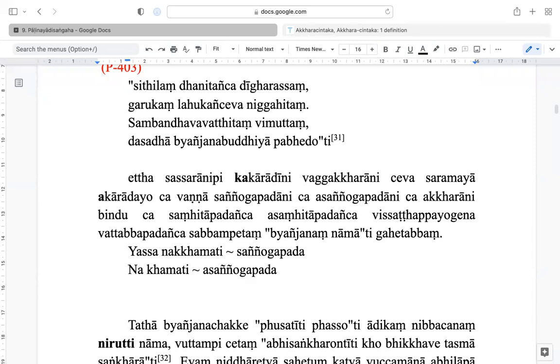Sorry, I made a mistake. So Ekarani is not related to the Sanyoga badani and the Asanyoga badani. So Ekarani is referring to the rest of the consonants. So here Sasarani, Kagaradi, Wakarani is 25 consonants already. And it starts Saramaya Agaradio Wana is 8 vowels. And then Bendu is the last consonant Negahita. So Ekara is 7 grouplet consonants.